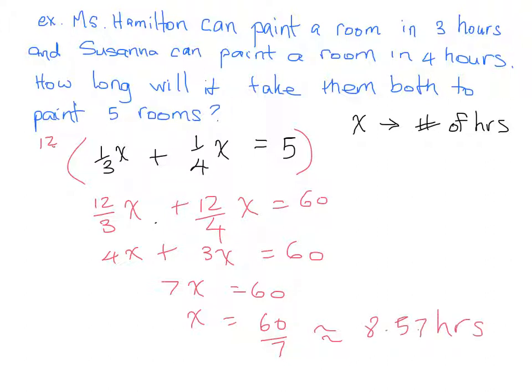So now if you want to think about whether or not that makes sense, it's going to take them 8.57 hours to paint 5 rooms. You want to look at how much that translates to as far as how long it would take for 1 room, and you want to make sure that number is less than those 2. You could check in more detail, but that's a pretty good surface check, and it is good to go, and that's how you solve these problems.